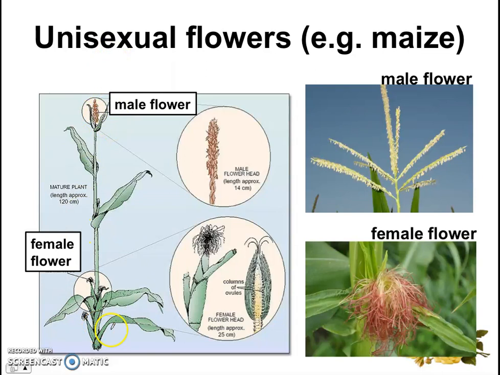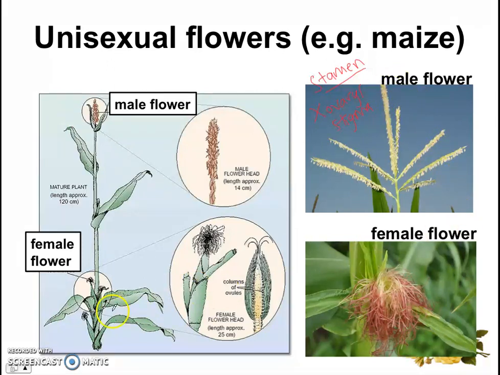So on a maize plant, you will find male flowers and female flowers, and they look different. So here are the male flowers, normally found at the top of the maize plant, and the male flowers only have the male parts, right? So they have a stamen, but they do not have ovaries, right? No ovary, no stigma whatsoever. You can't find this on the male flowers.